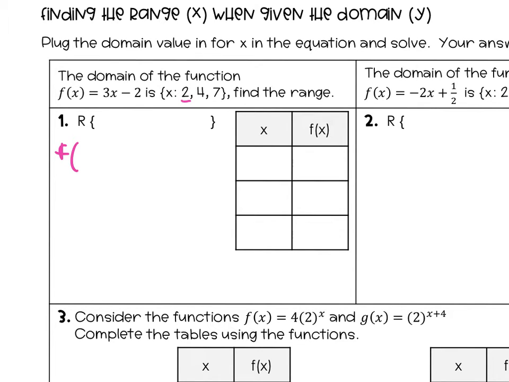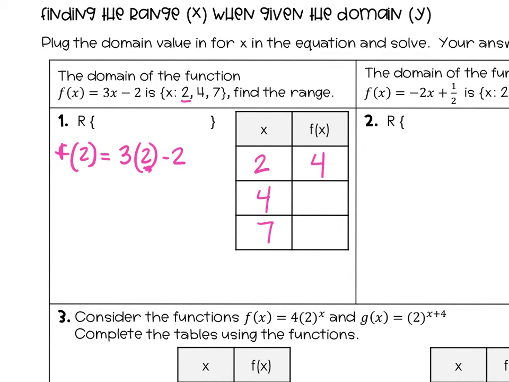So instead of x, I'm going to plug in 2 first. Remember, this left side is just like my title. I don't actually type that part in the calculator, I just type the right side in the calculator. So I'll be typing this part. Over here on my table, it says my x values were 2, 4, and 7. When I plugged in 2 here, I got 3 times 2 is 6, minus 2 gives me a y value, or f of x, of 4.